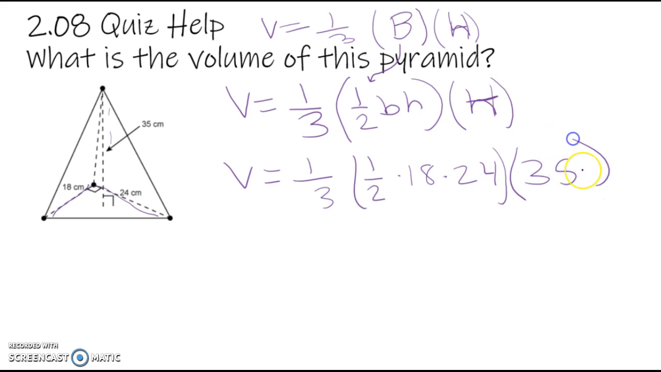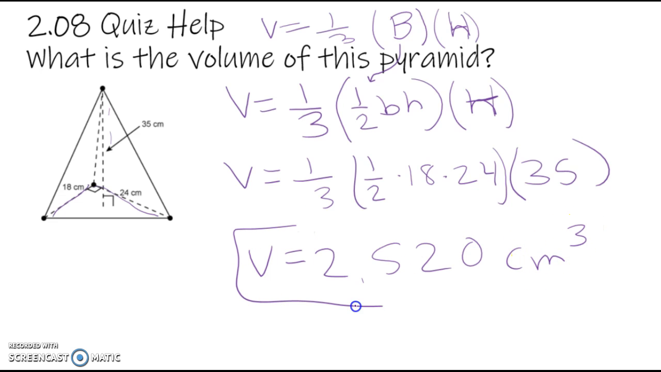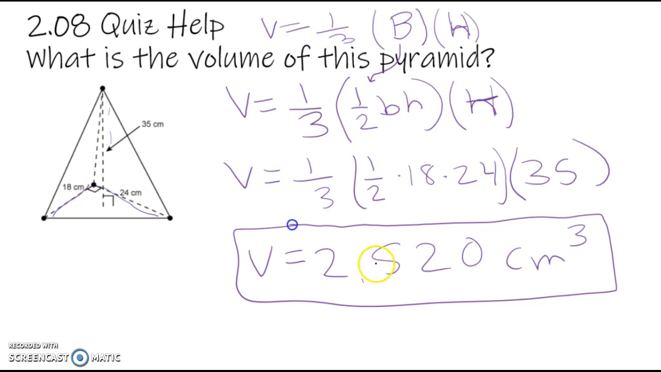And now it's just going to be a matter of plugging this all into your calculator and getting the volume back out. So take a second to plug this in. And you should get 2,520 centimeters, and we'll do cubed because it's volume. It's always cubic units for volume. And we're done. So not too bad.